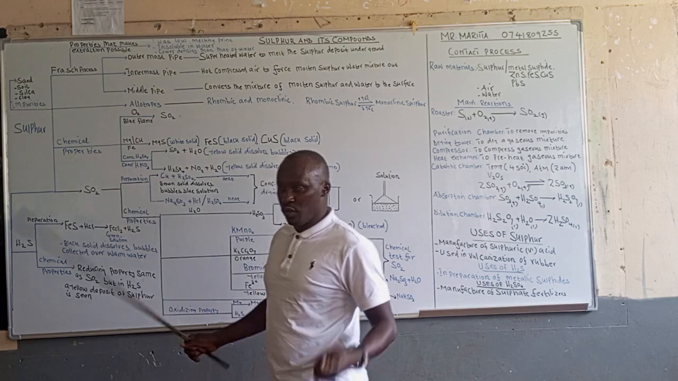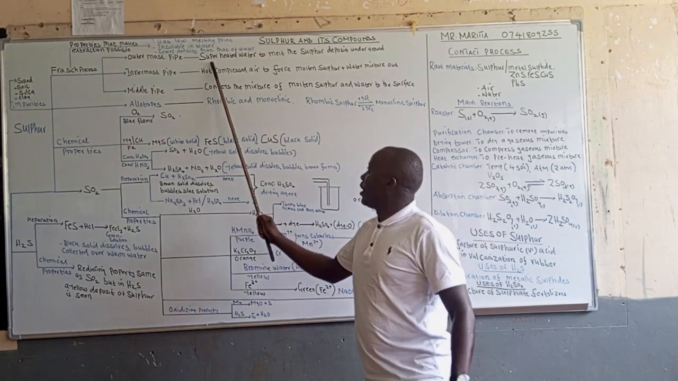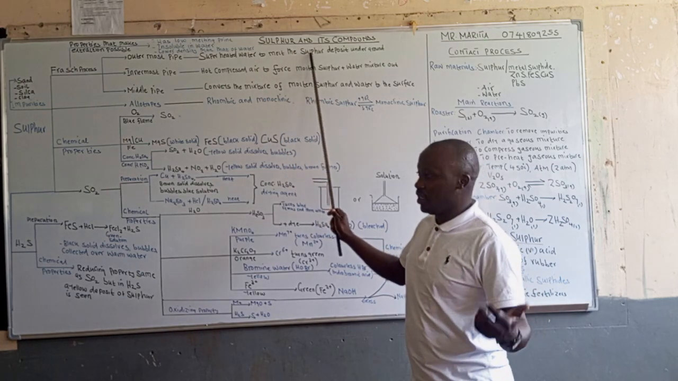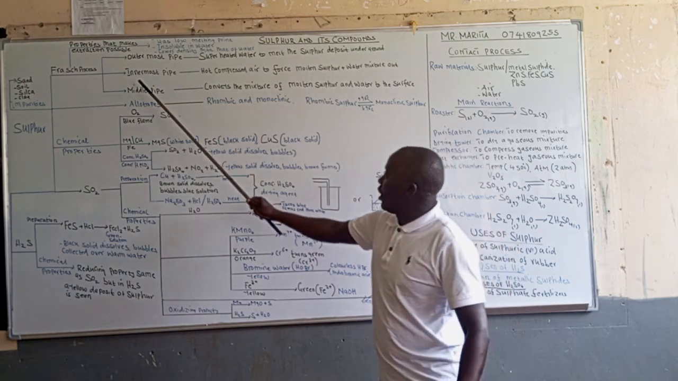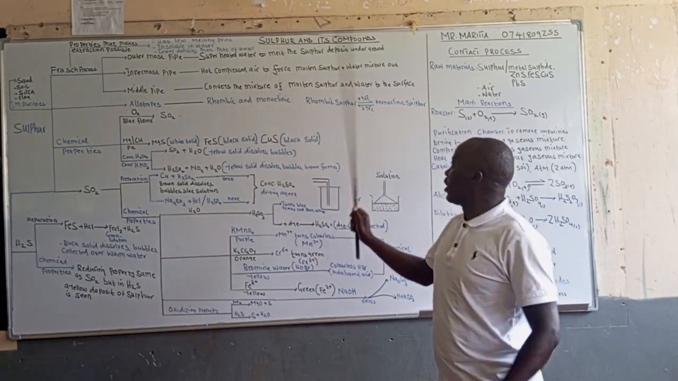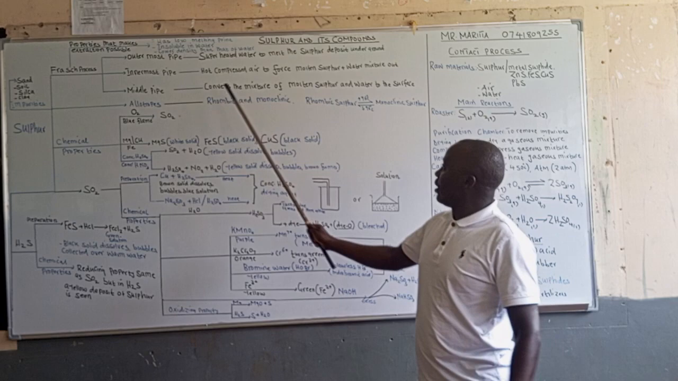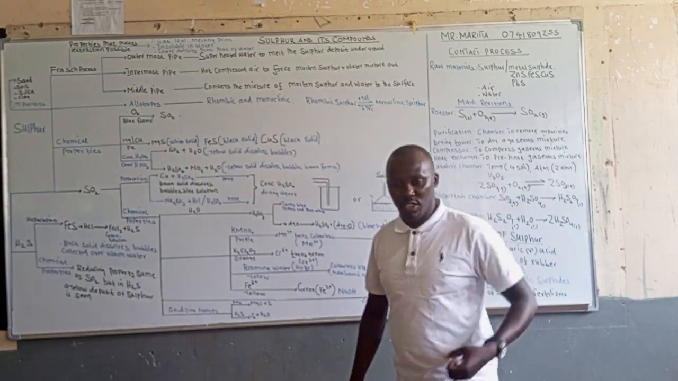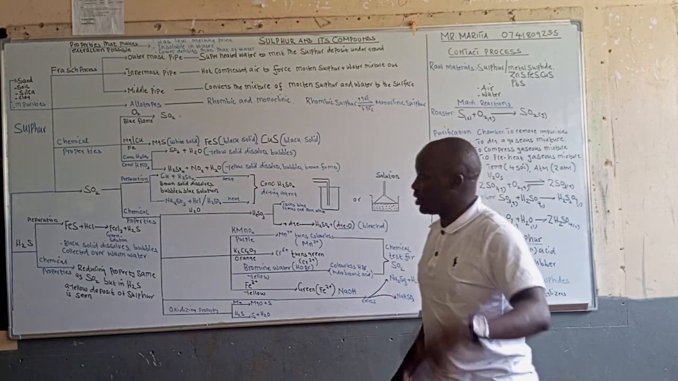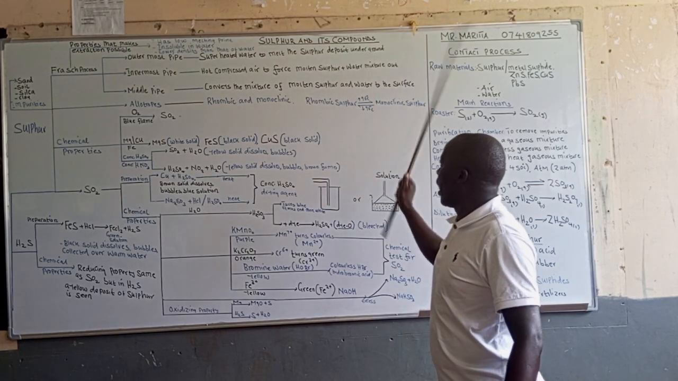In the Frasch process, we have three concentric pipes. We have the outermost pipe, where we have superheated water, and the purpose of the superheated water is to melt the sulfur deposit underground. Then we have the innermost pipe, where we have hot compressed air. The purpose of the hot compressed air is to force the molten sulfur plus water out. Remember, this hot compressed air is compressed at a pressure of 15 atmospheres, and therefore it is forced through the innermost pipe, whereby it can force the molten sulfur and water mixture out.